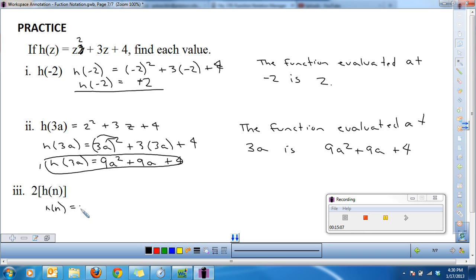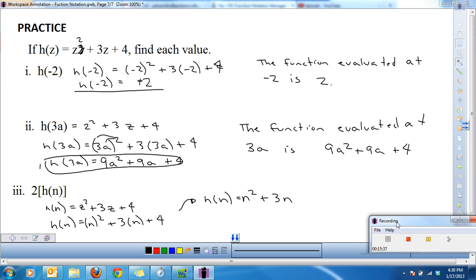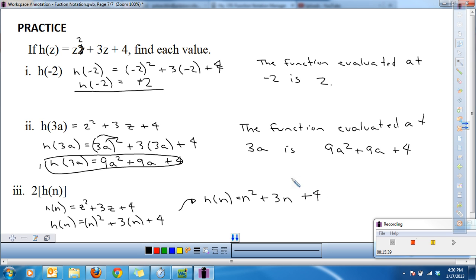So I had z squared plus 3z plus 4. Let's go ahead and evaluate that. H of n. So instead of a z, I'm going to put in n for every z. And then I'm going to go ahead and simplify, and I'll do that over here so we have a little more room. H of n is going to give me n squared plus 3 times n is 3n plus 4. None of this can be simplified, so this is h of n.